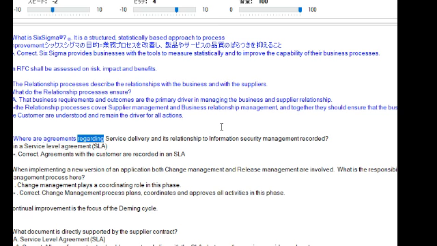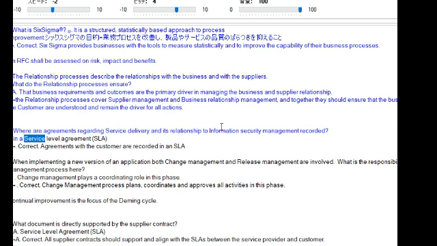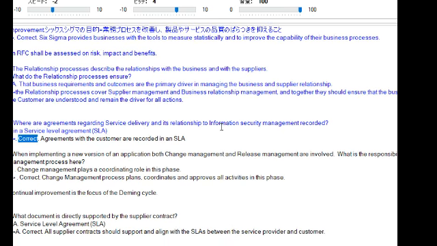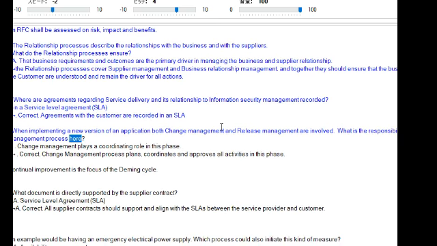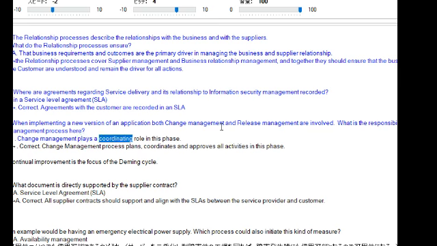Where are agreements regarding service delivery and its relationship to information security management recorded? In a service level agreement, SLA. Correct. Agreements with the customer are recorded in an SLA. When implementing a new version of an application, both change management and release management are involved. What is the responsibility of the change management process here? Change management plays a coordinating role in this phase.